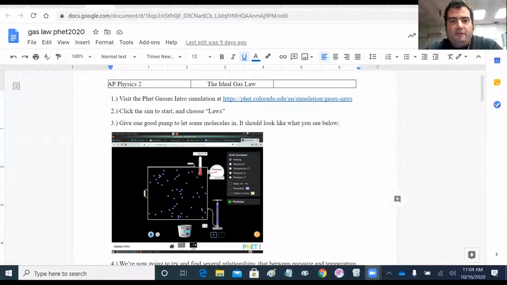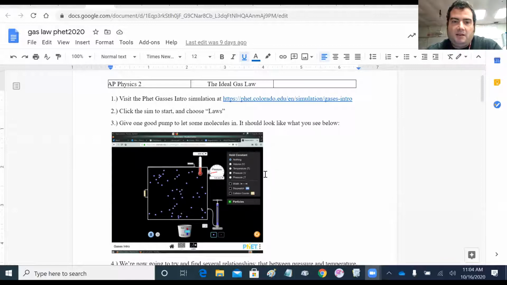So I had students use the University of Colorado PhET application, which allows you to relate volume, temperature, and pressure of a simulated gas, and it lets you look at what the molecules are doing. And I had students do a number of experiments.